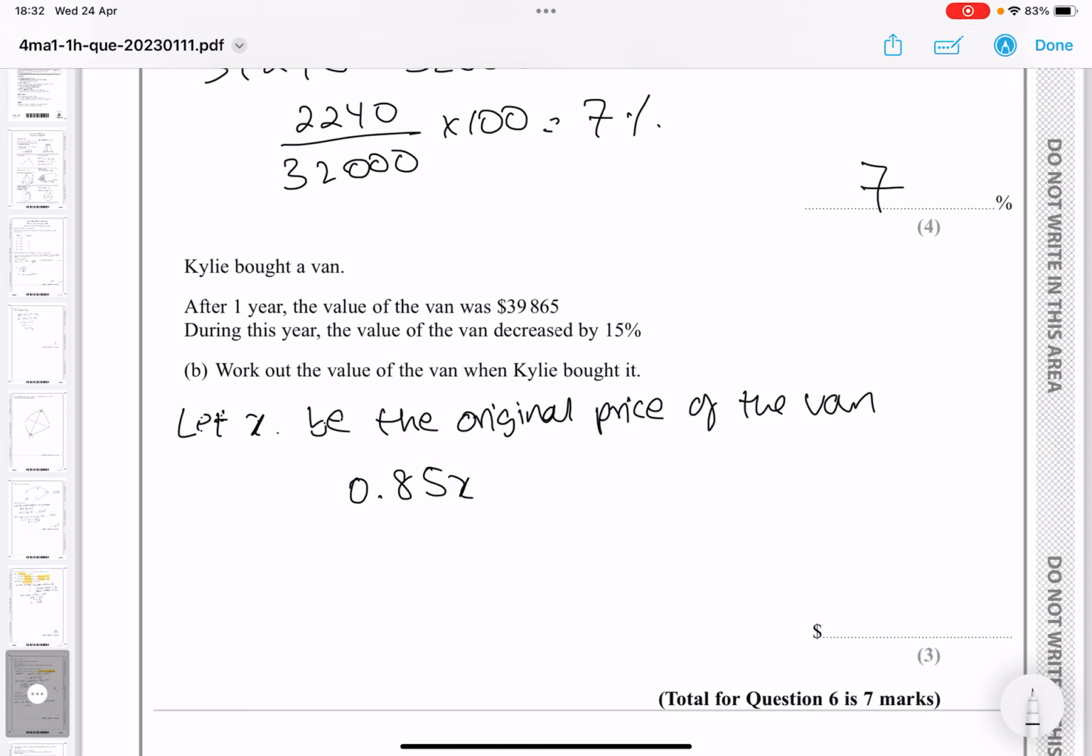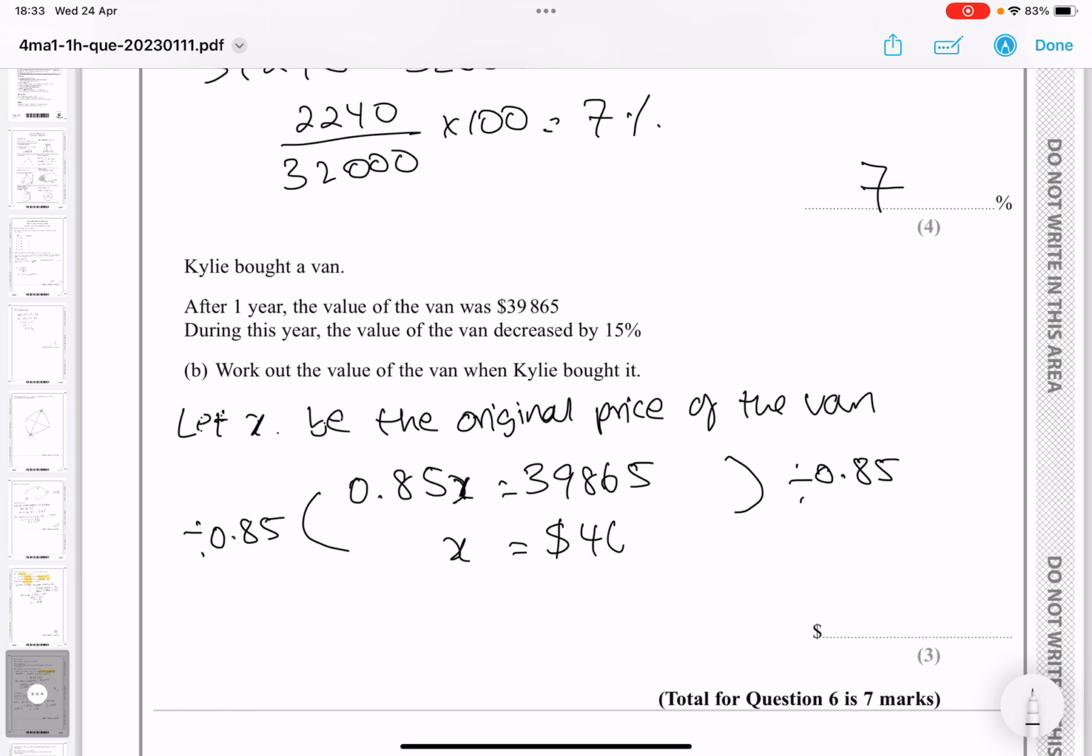Okay, if the original was x pounds, the final will be 0.85x because it's decreased by 15%. And that's equal to $39,865. Now we need to work out what x is, what the original price of the van is when Kylie bought it. So we divide by 0.85 on this side, and then we divide by 0.85 on that side. And that gives you an answer of $46,900.